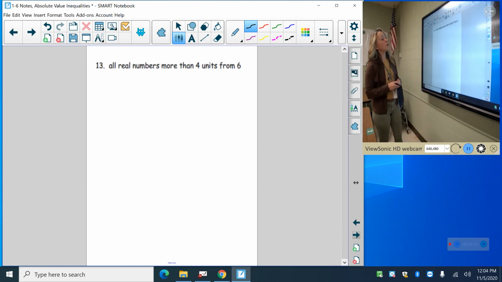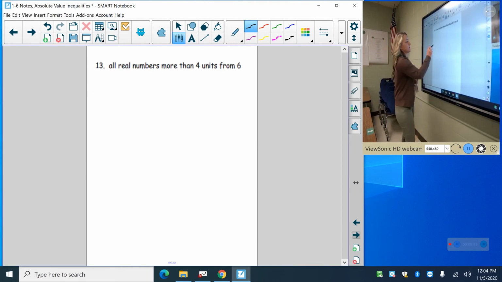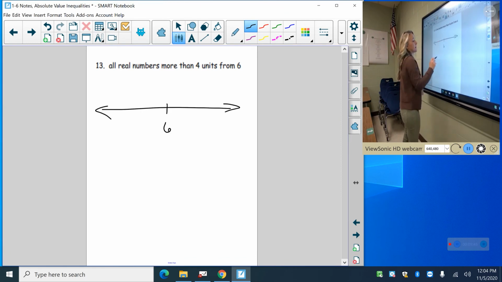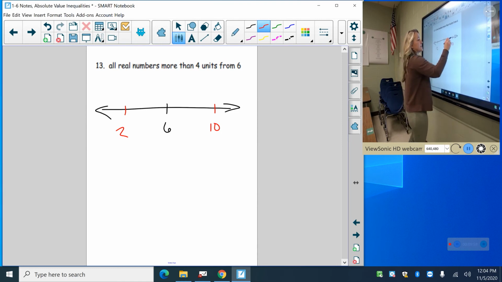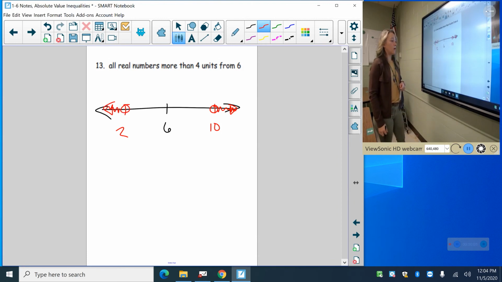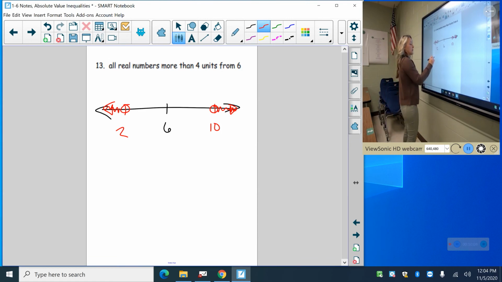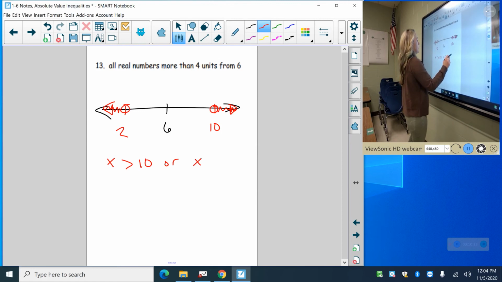All real numbers more than 4 units from 6. So if this is 6, 4 units this way, 7, 8, 9, is 10. 4 units this way, we have 2. So it has to be here and it has to be here. Has to be more than, all real numbers more than. So this is an or. So x is going to be greater than 10, or x is going to be less than 2.